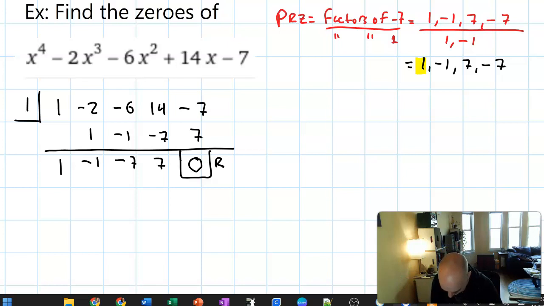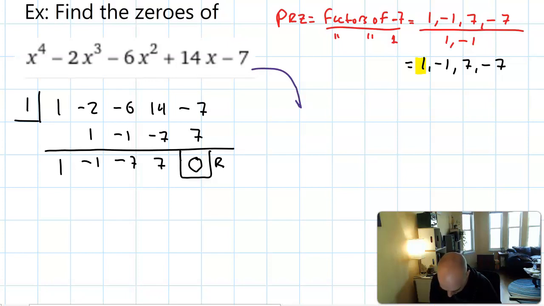So since we got a remainder of 0, that means that x minus 1 is a factor. So just on the side, you don't actually have to do this, but for the purpose of the video, I'm going to. We can rewrite this polynomial as how it would be reduced to. So we saw x minus 1 is a factor, and then we can pull these coefficients to tell us what's left. So that's going to be x cubed minus x squared minus 7x plus 7.